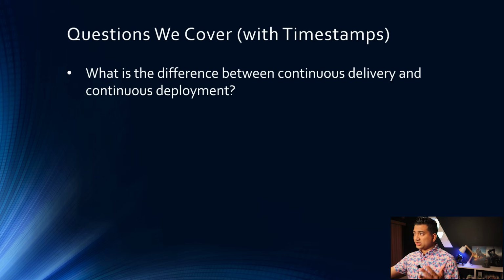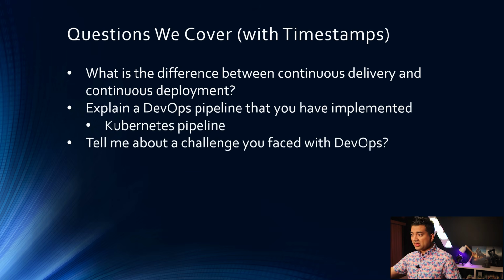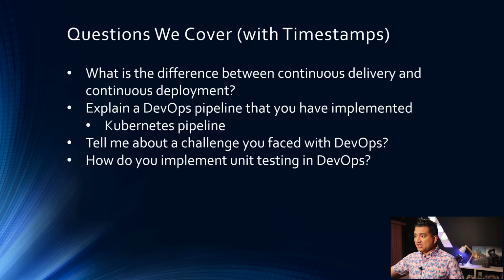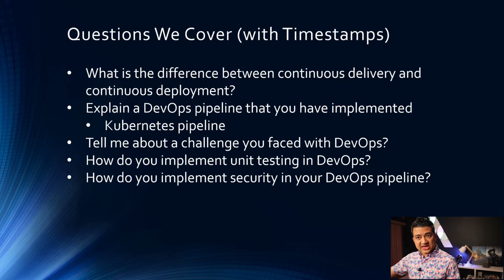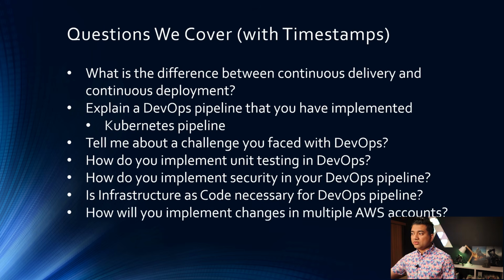The questions we are going to cover today are: what is the difference between continuous delivery and continuous deployment? Explain a DevOps pipeline that you have implemented, and we are going to do that by explaining a Kubernetes pipeline. Then, tell me about a challenge you faced with DevOps. How do you implement unit testing in DevOps? How do you implement security in your DevOps pipeline? Is infrastructure as code necessary for a DevOps pipeline? And finally, how will you implement changes in multiple AWS accounts?